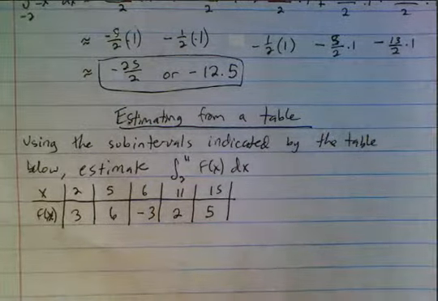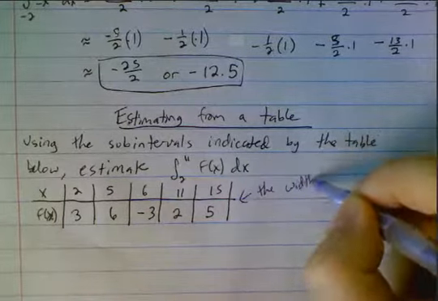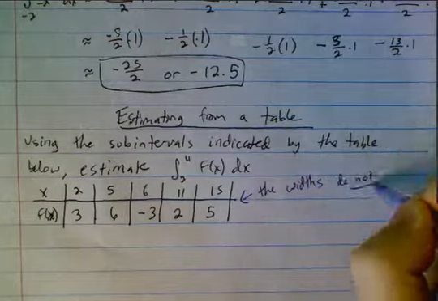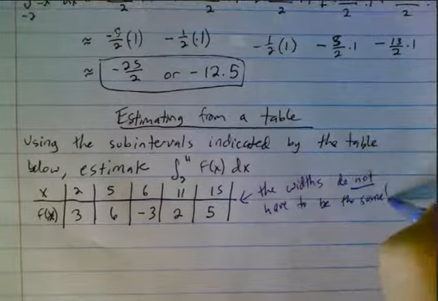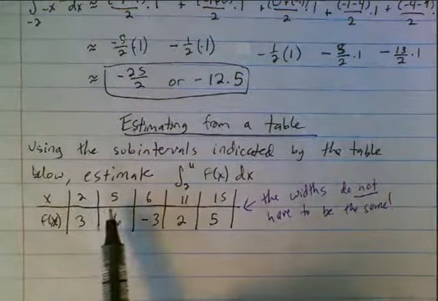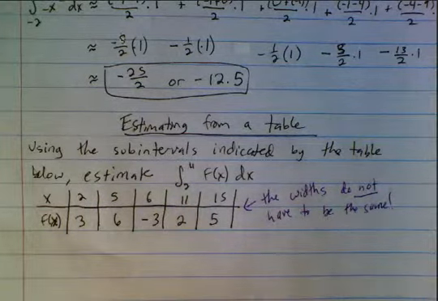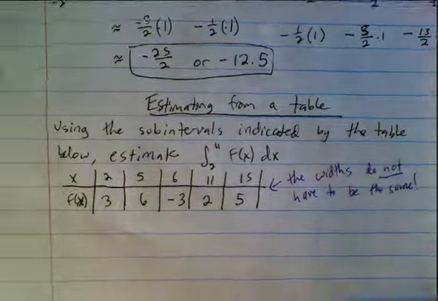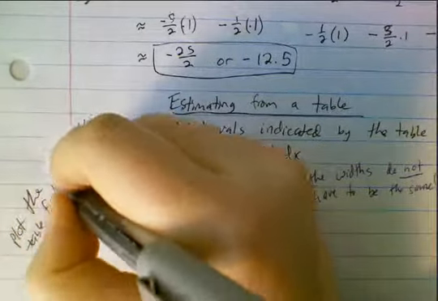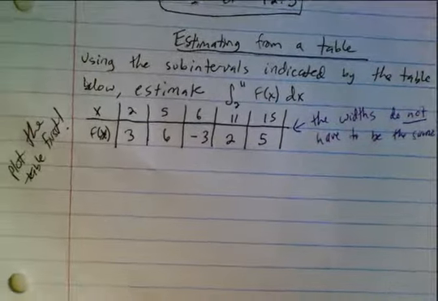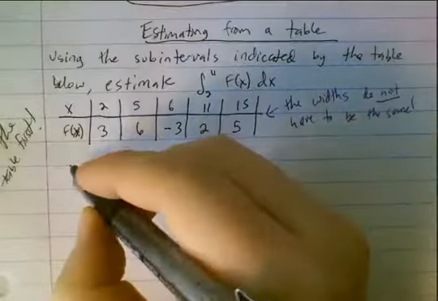One of the things to be really, really aware of with the table, the widths do not have to be the same. Notice that from 2 to 5, we go over 3, but from 5 to 6 we only go over 1. So the first thing that you're going to do is plot the table. We don't know anything that's happening aside from these points, but we can at least sketch them.